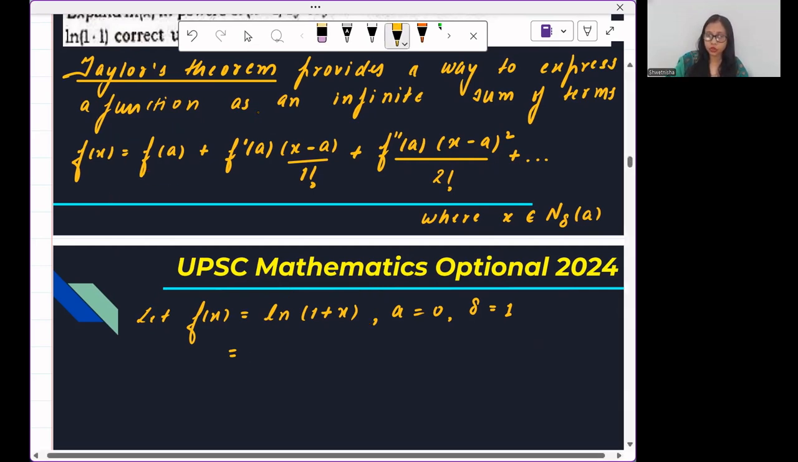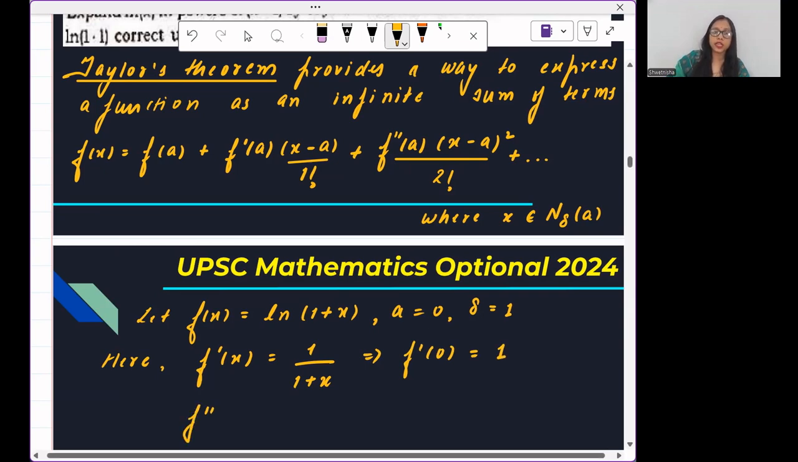So what is f of a? You substitute a as 0. This is ln of 1, so the first term is 0. The next term needs the derivative. You can do these calculations separately also. Let's take 4 terms at least. Here f dash x will be equal to 1 by 1 plus x. But we want f dash a, so let's substitute the value of a, which is 0 in my case. So it is going to be 1, right? Then the double derivative of f of x, do the derivative again.